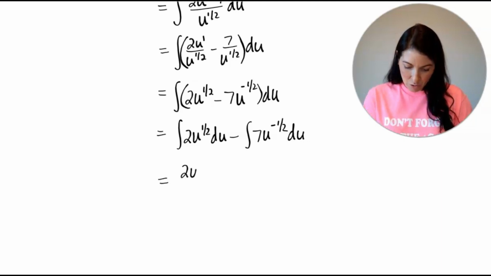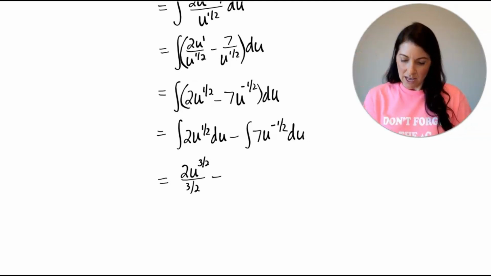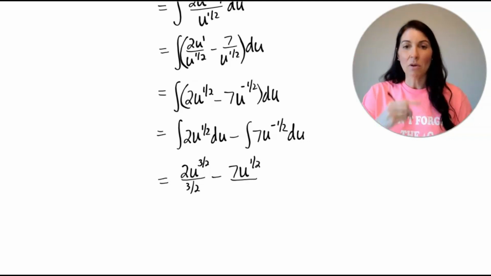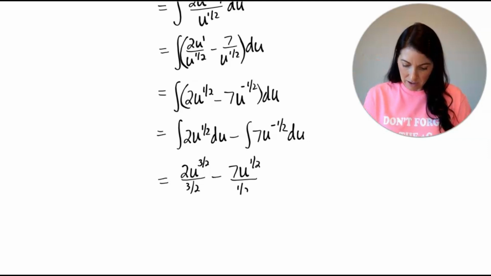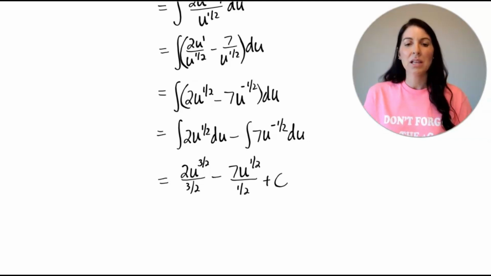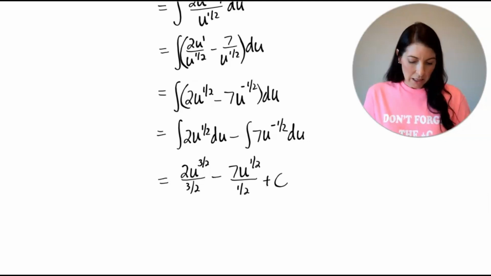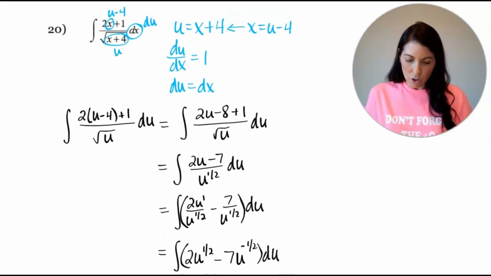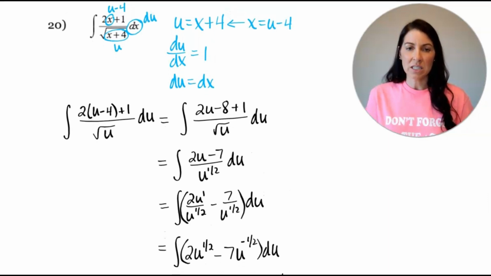So this would be 2u to the 3/2 over 3/2. Then I would have a plus constant there, but I'm just going to add a final constant at the end. Minus 7u to the power of positive 1/2 because I would want to add 1 to the exponent and divide. And then plus c. Now this can be rewritten a little bit. We can clean it up and then we can replace the u with our expression x plus 4 that we started with.